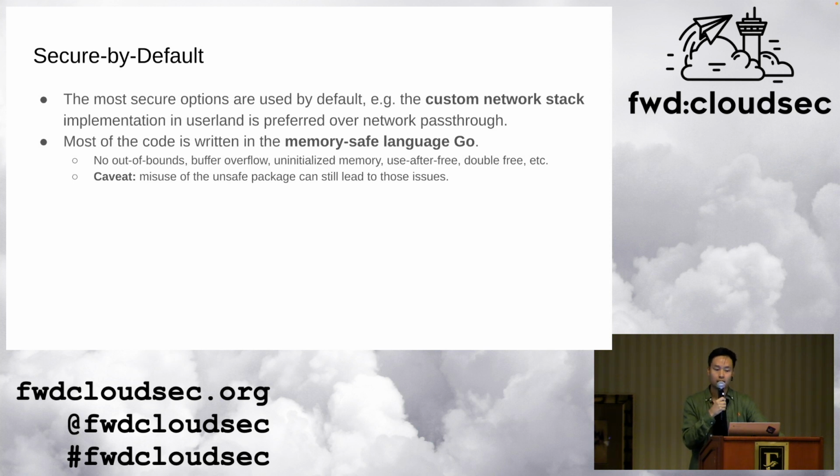There are also no use after free or double free and many other bugs that exist in C and C++. Of course, there's a caveat. Misuse of the unsafe package can still lead to those issues. And unfortunately, we still need to rely a bit on unsafe pointers for certain optimizations and mainly to interact with the syscall interface, because that's what the Linux kernel expects.